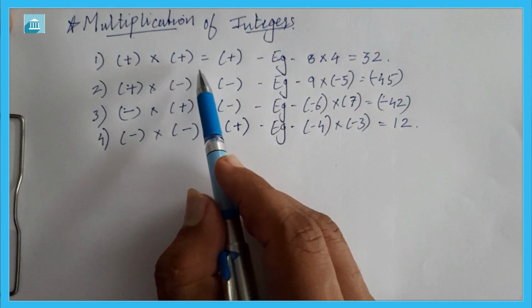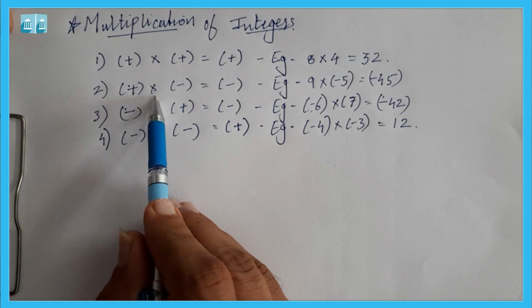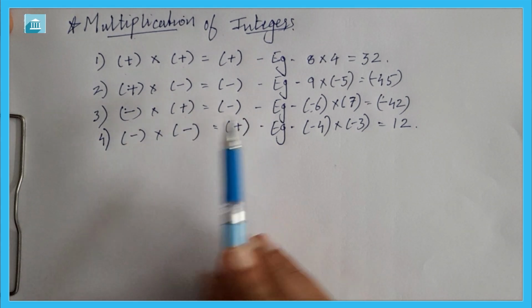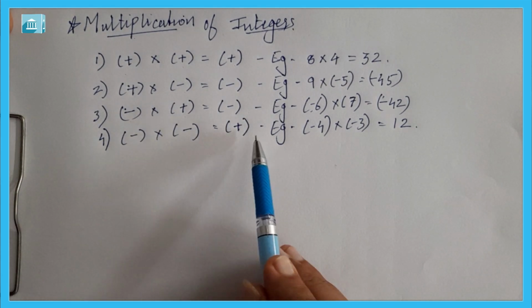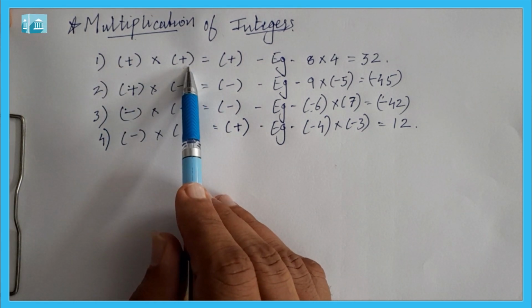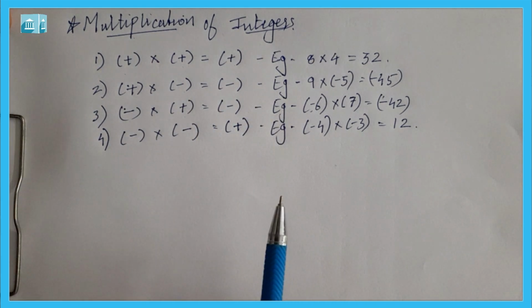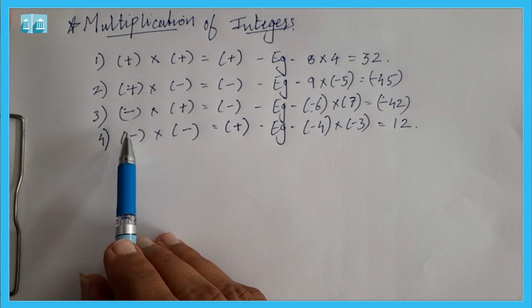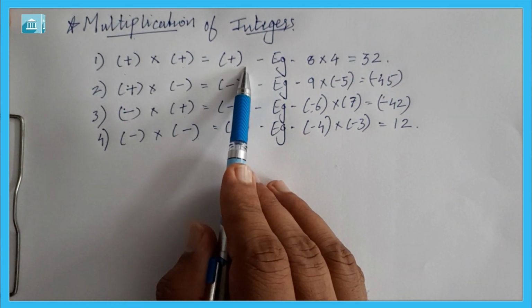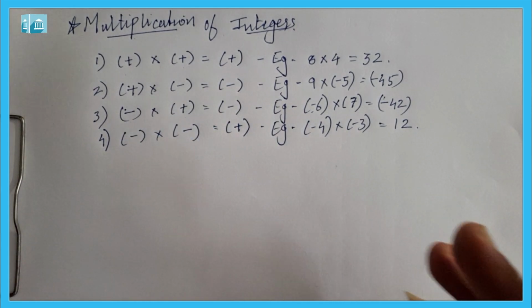In multiplication of integers, positive multiplied by positive, the result is always positive. Positive multiplied by negative, the result is negative. Negative multiplied by positive, negative. Negative multiplied by negative, the result is always positive. Means if the signs are the same, the result is positive. If the signs are different, the result is negative. Again I am telling, keep in your mind, if the signs are the same, the result is positive. If the signs are different, the result is negative.